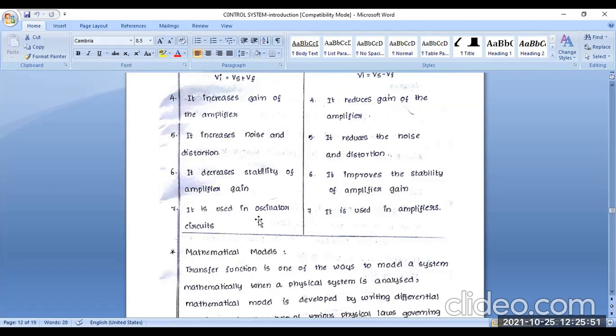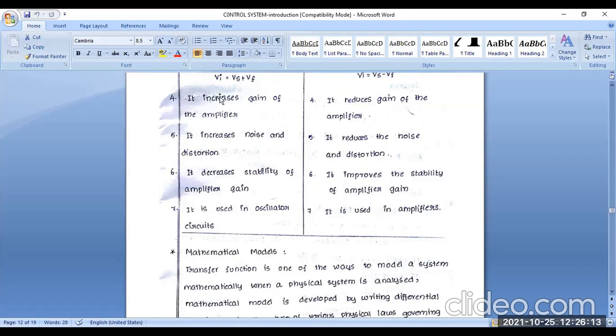Oscillator circuit, that means all of you have seen the cathode ray oscilloscope device. In this cathode ray oscilloscope device, we have to design different types of oscillator circuits, that is sinusoidal wave, rectangular wave, different types of waveforms we have to design. So this positive feedback is used in this oscillator circuit.